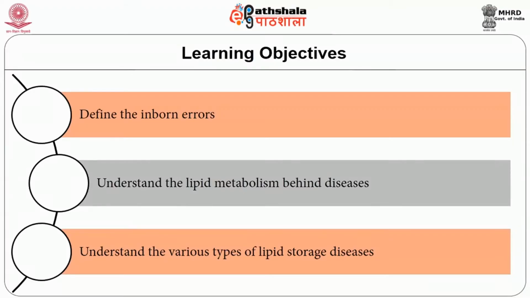Hereditary disorders in lipid metabolism include Tay-Sachs disease, Gaucher disease, Niemann-Pick disease, metachromatic leukodystrophy, Fabry disease, Refsum's disease and Tangier disease. These lipidosis are characterized by dysfunctional lipid metabolism and result in abnormal metabolite accumulations. After completing this module, you will be able to define the inborn errors of lipid metabolism. You will understand the lipid metabolism behind these diseases. You will also understand the various types of lipid storage diseases.